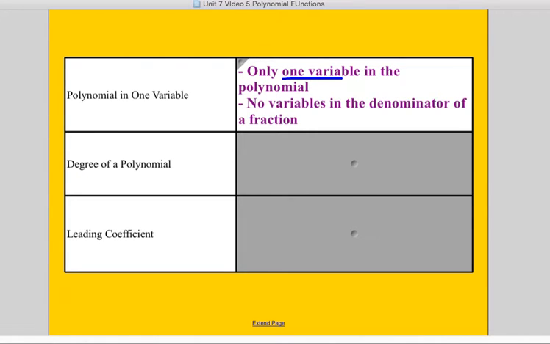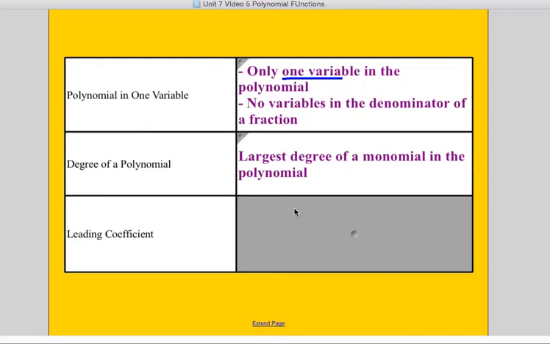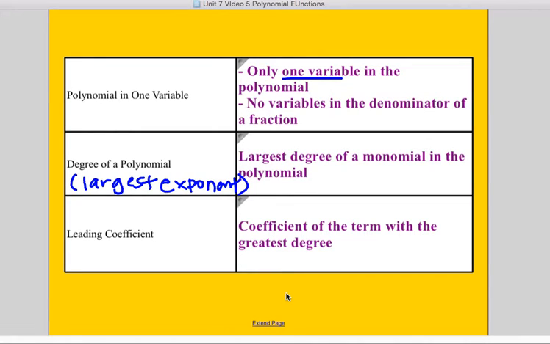The next thing we're going to talk about is the degree of a polynomial. That's the largest exponent of the monomial. So largest degree, largest exponent. So the degree is the largest exponent. And lastly, leading coefficient, that has to do with the degree. It is the coefficient of the term with the greatest degree. So it is the number in front of the variable with the highest exponent. We'll look at some examples of this.